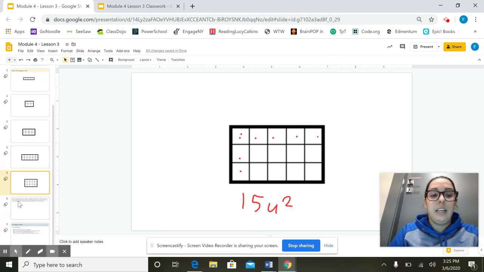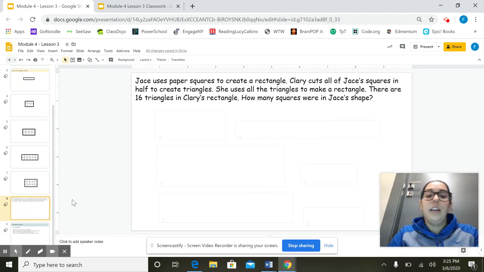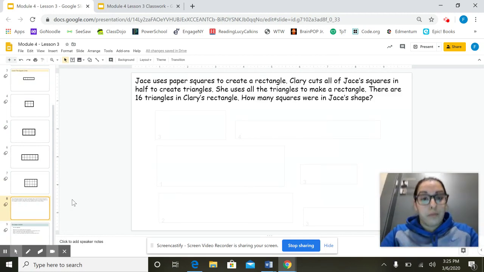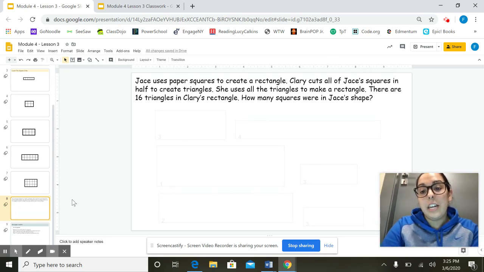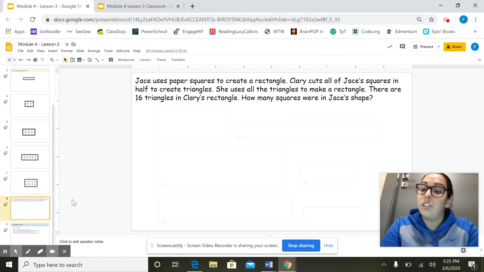Good job. All right, we're going to go ahead and do our application problem for the day. Jace uses paper squares to create a rectangle. Clary cuts all of Jace's squares in half to create triangles. She uses all the triangles to make a rectangle. There are 16 triangles in Clary's rectangle. How many squares were in Jace's shape?